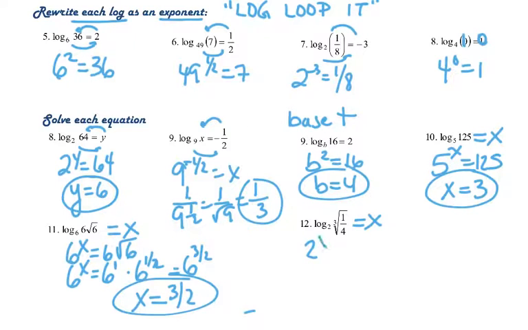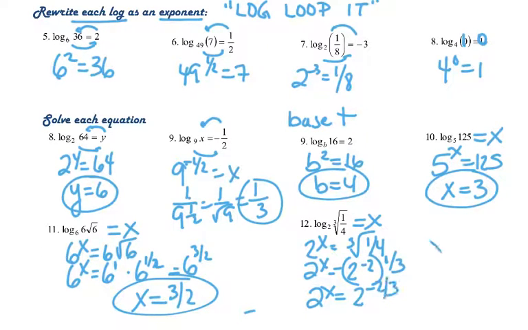Similarly here, 2 to what power gives me the cube root of 1/4? So 1/4 is 2 to the negative 2. And then the cube root is the 1/3 power. So 2 to what power gives me 2 to the negative 2/3? That's negative 2/3.